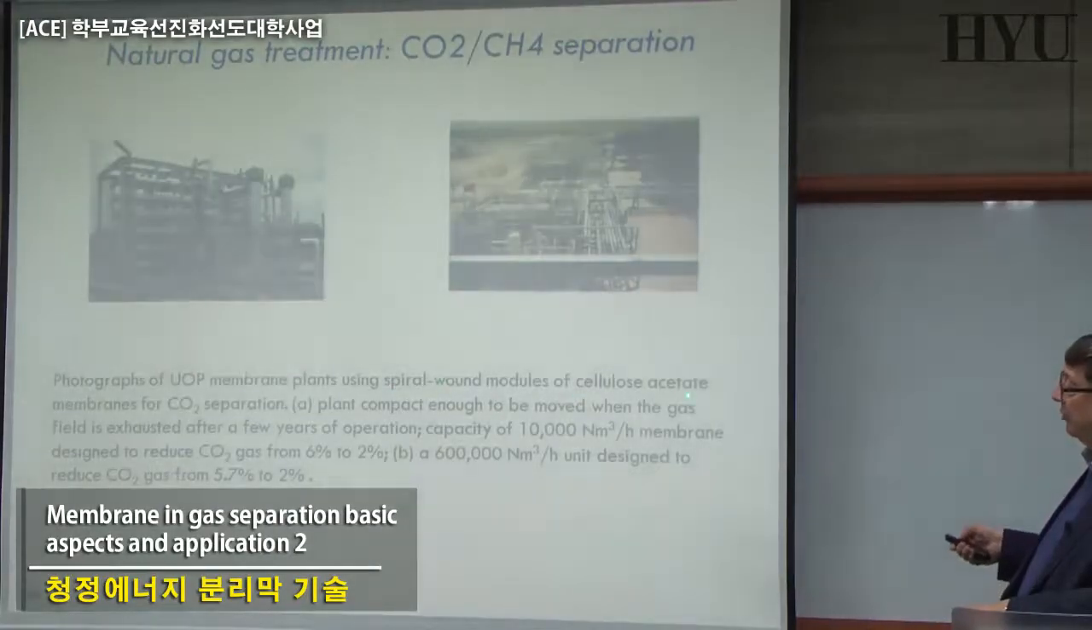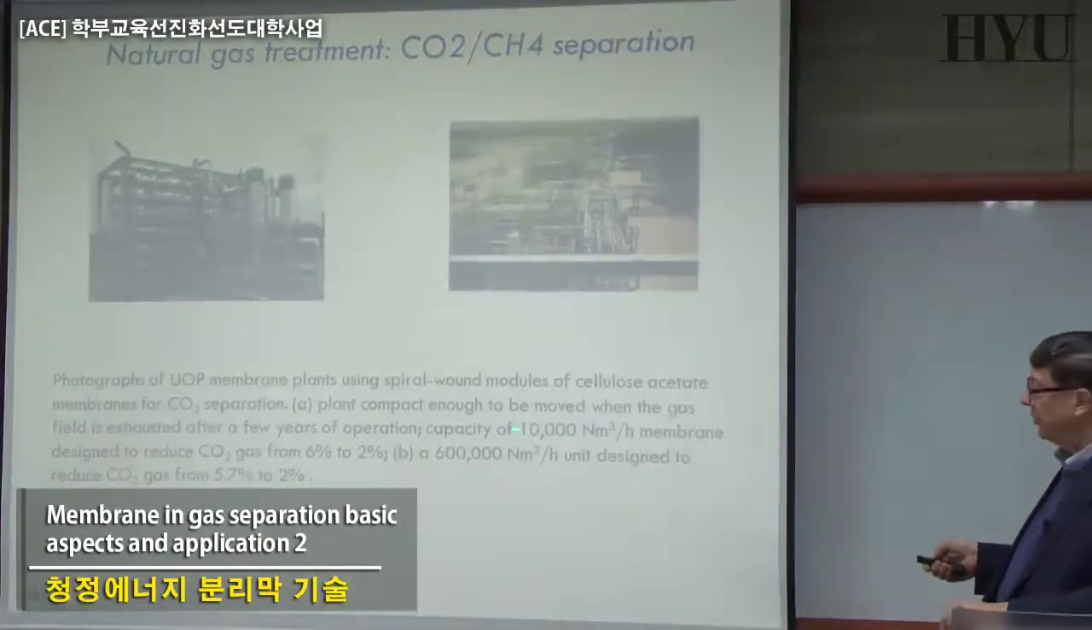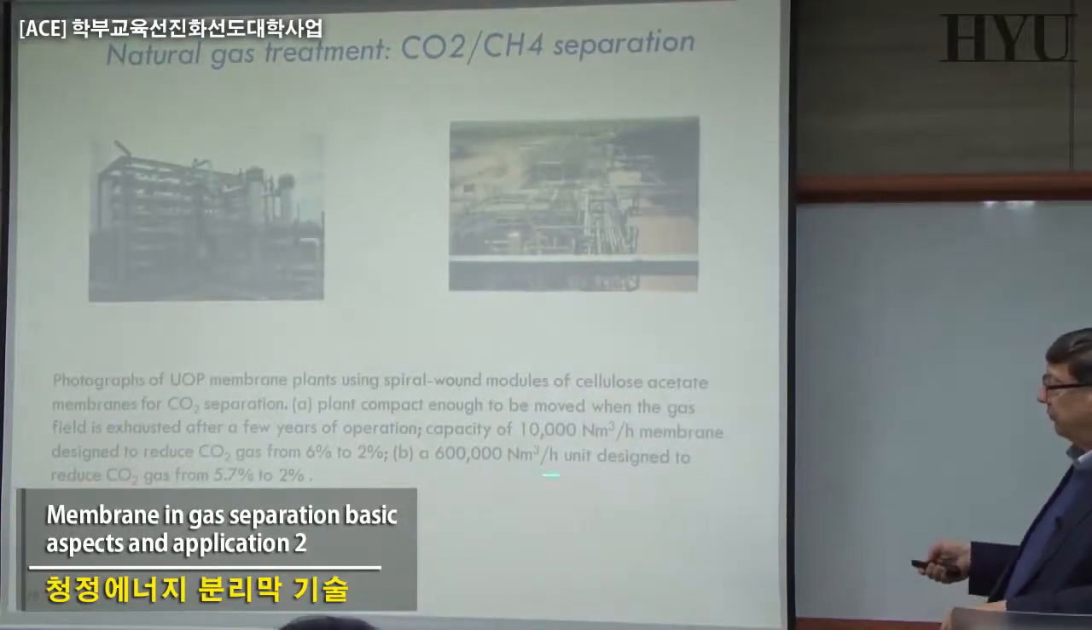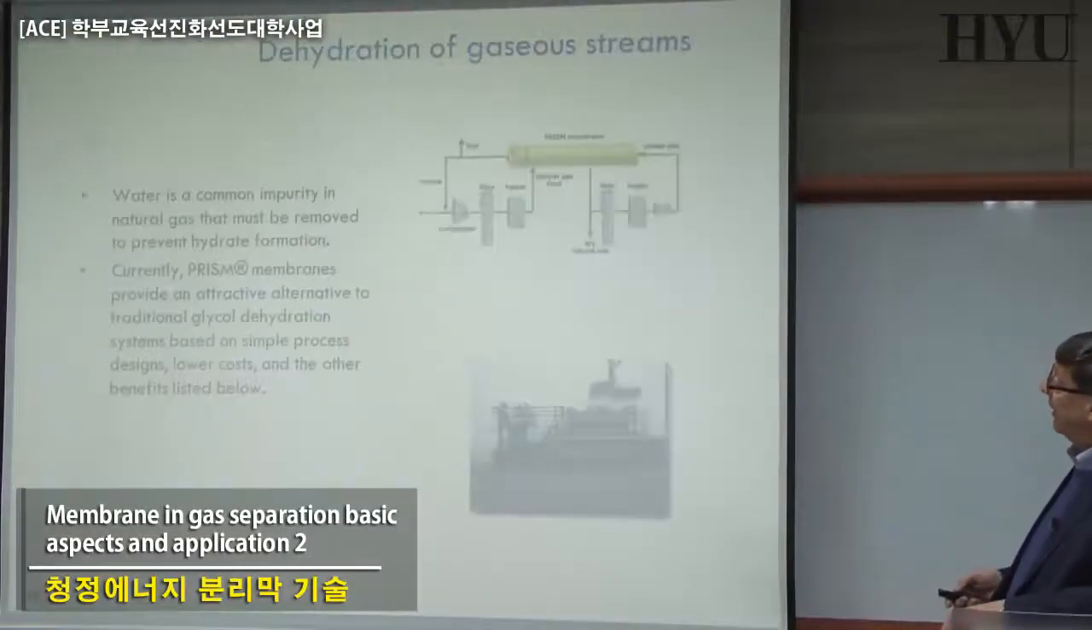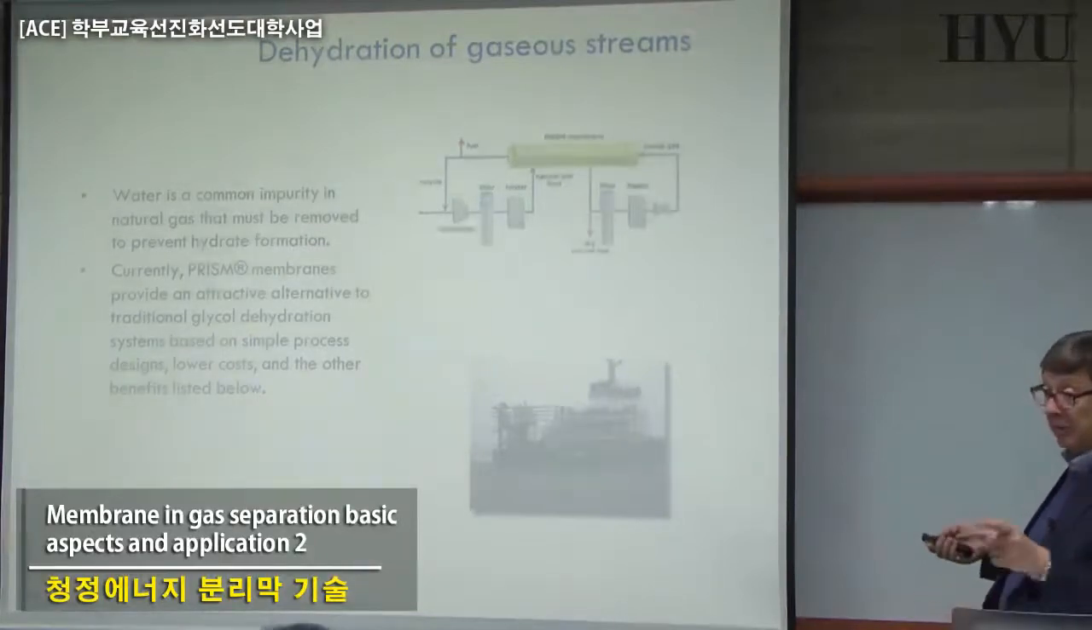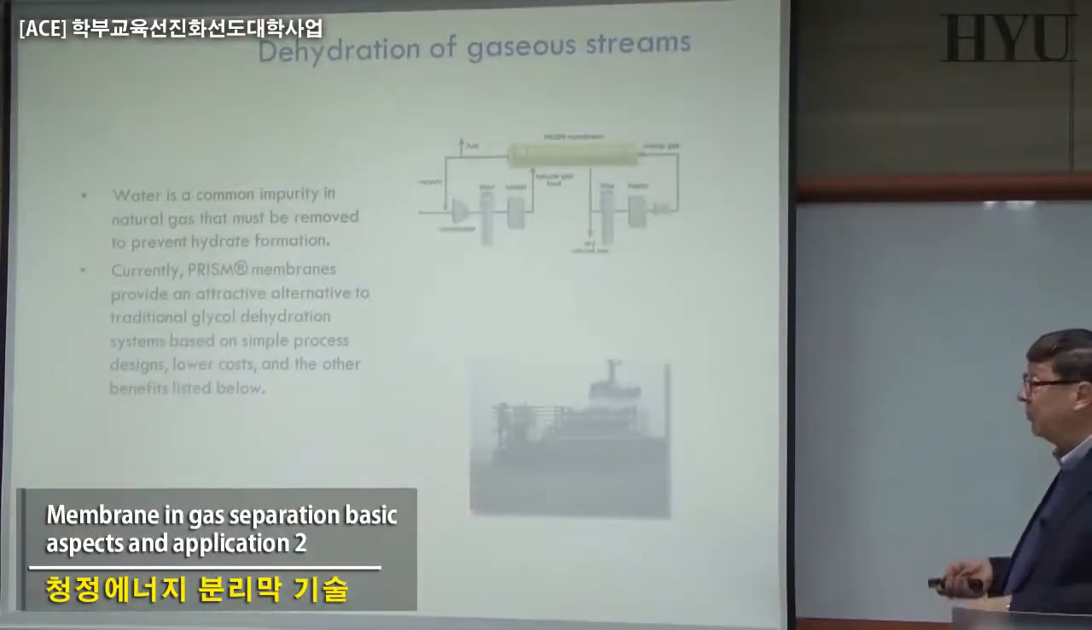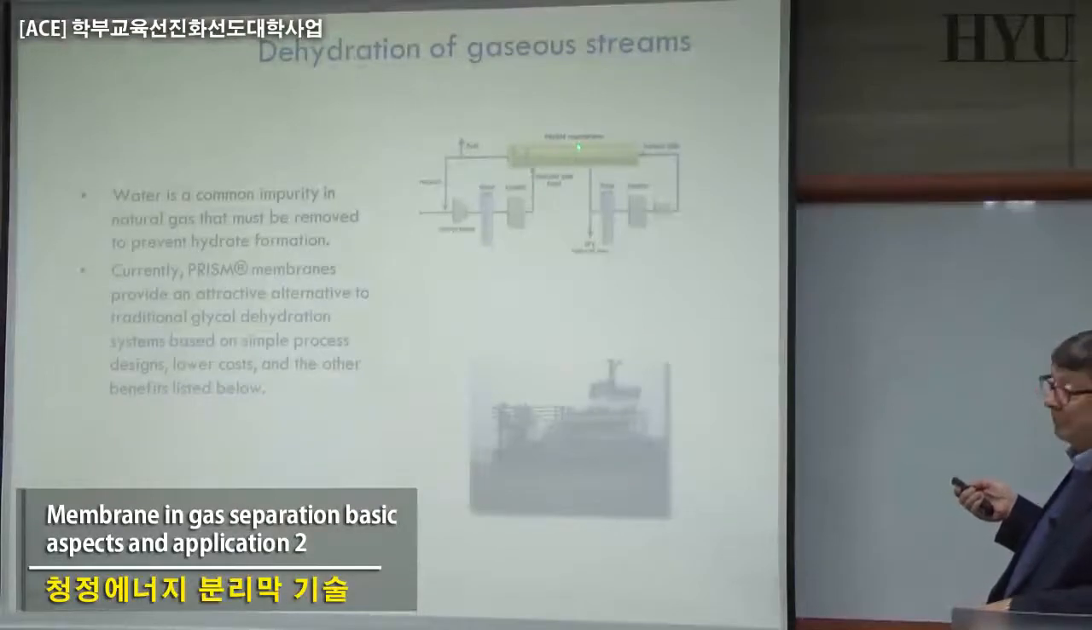And in this case also, you see again cellulose acetate membranes. This is for CO2 separation, and these are also of decent size. A big plant, but already running. And dehydration is another quite interesting case. Today, membranes are competing. These are still dense membranes.